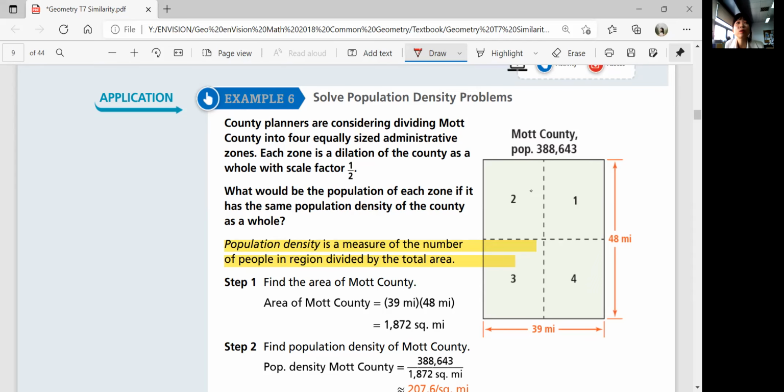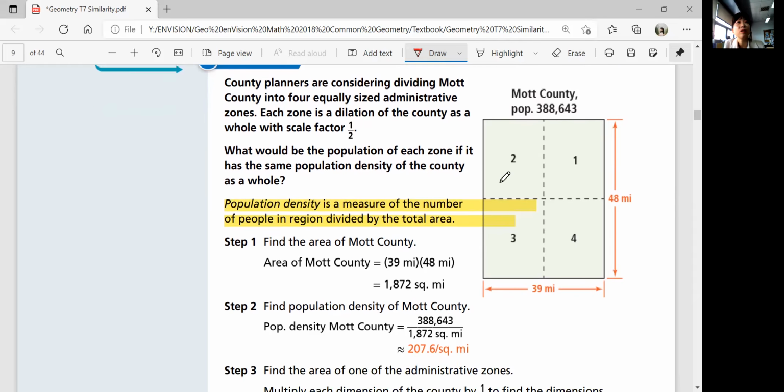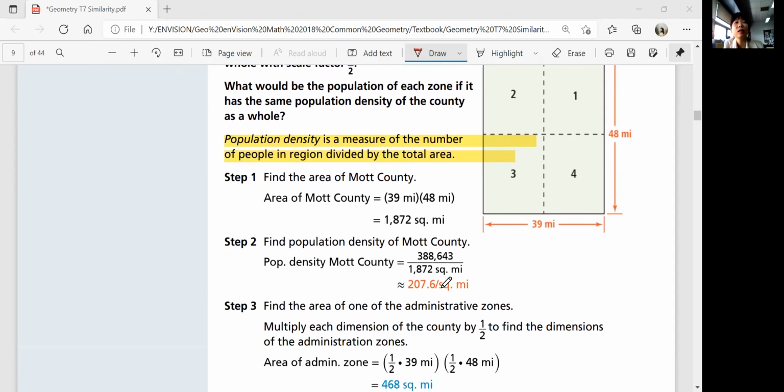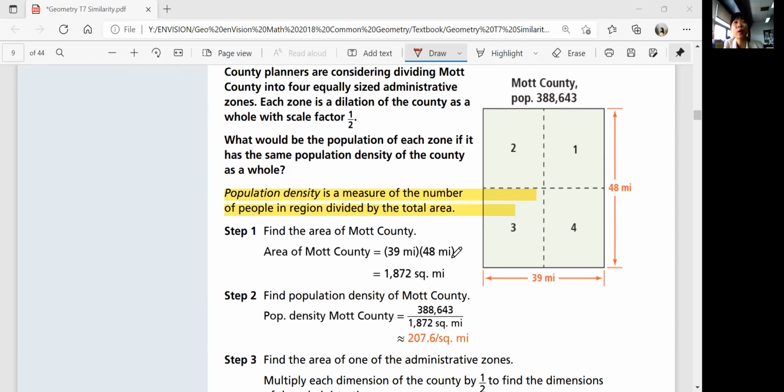So first, you want to find the area of the whole thing. So the area of Mott County is going to be 39 times 48, and that's 1,872. If you divide that by 4, you get the area for one zone, right? But for the whole thing, you divide the population 388,643 by the area 1,872 to get the population density of the whole thing. Okay, it's 207.6 per square mile.